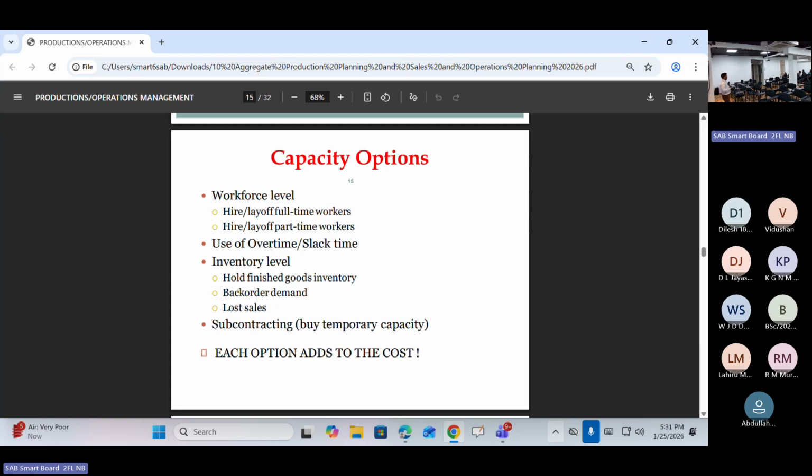Lost sales means, if you don't have the capacity and the demand is high, you just consider that you are unable to supply. You run short of inventories, cannot supply, you consider it as lost sales. Stock outs, that you are unable to supply. So those are inventory options in case you are unable to supply.